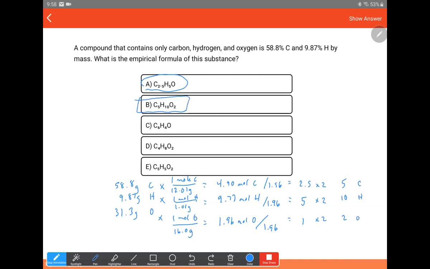There we go. Now, if I had the molecular mass, if it told me the molecular mass, I would figure out, well, what is the molar mass of the empirical formula? So I'd add up 5 carbons, 10 hydrogens, 2 oxygens. So that's about 60, 70, 102. And so if it told me there's 204 grams per mole, I would realize, okay, the molecular formula is 2 times this. So it'd be C10H20O4. And so that's that next step to find molecular formula. But here we're just looking for empirical formula. So we're going to select B.